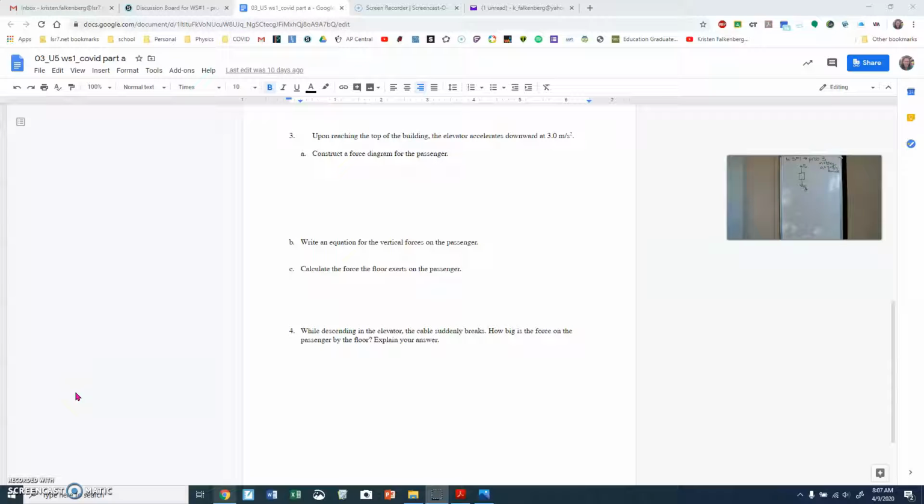Hey everybody, I wanted to follow up with our discussion board about worksheet 1, problem number 3, and try to figure out what to do about downward acceleration in our free body diagrams.